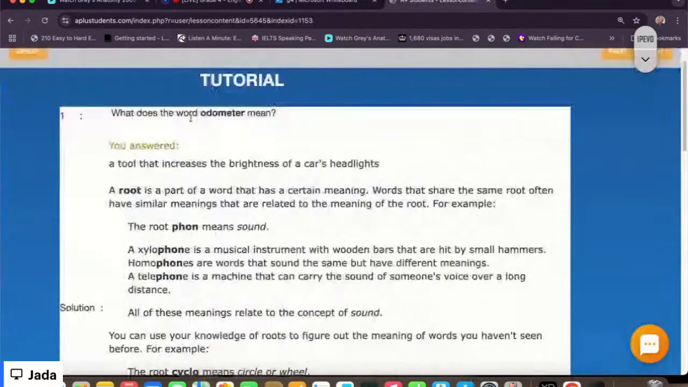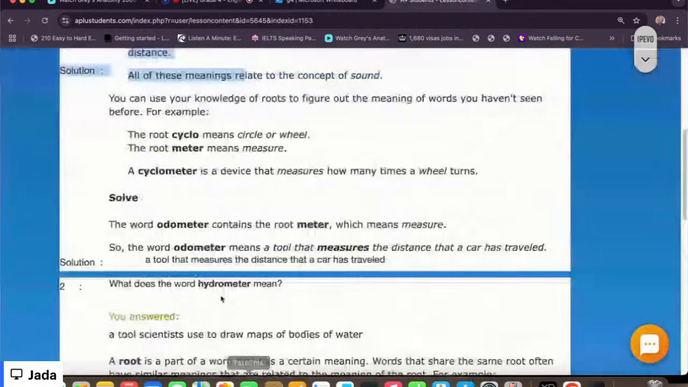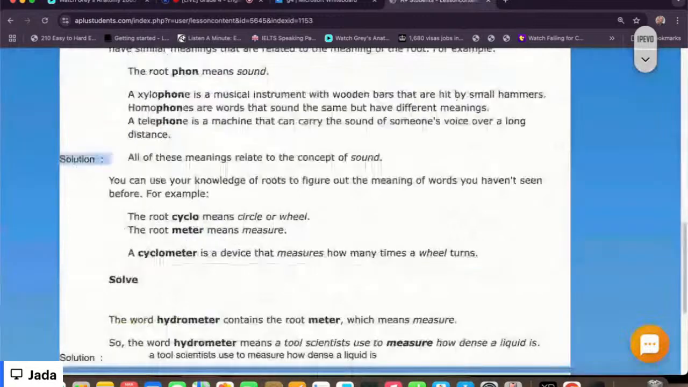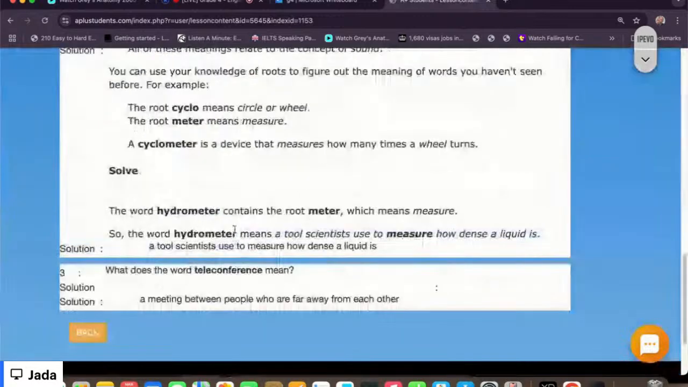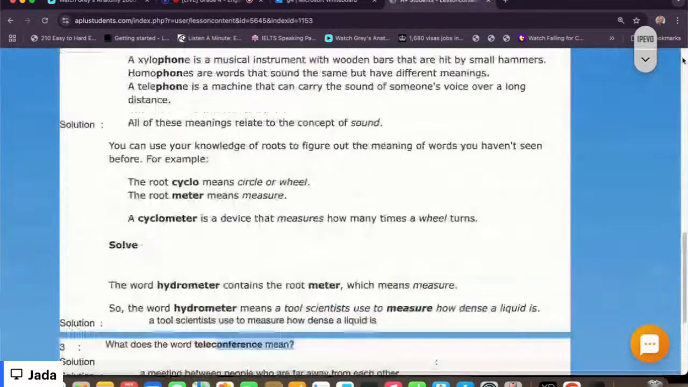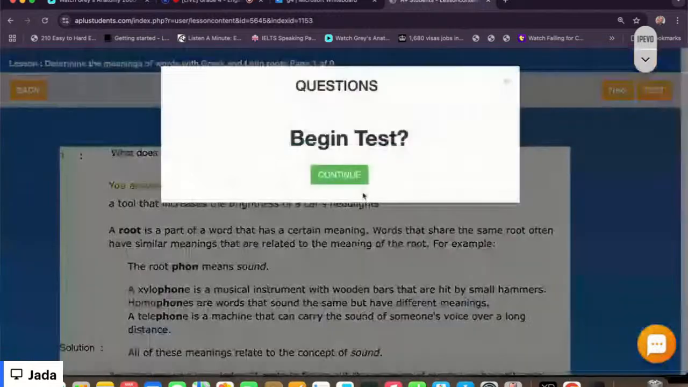What does the word odometer mean? It means a tool that measures the distance that a car has traveled. And what about hydrometer? It's a tool scientists use to measure how dense a liquid is. And then teleconference, a meeting between people who are far away from each other. So we will just move on to the test and you can share your answers with me.